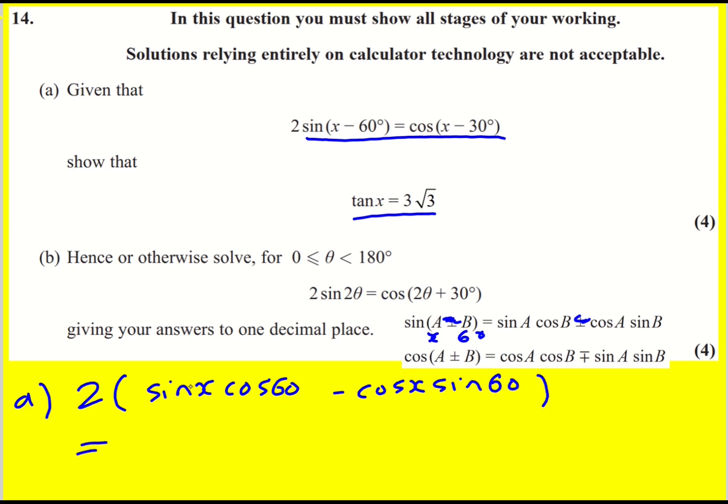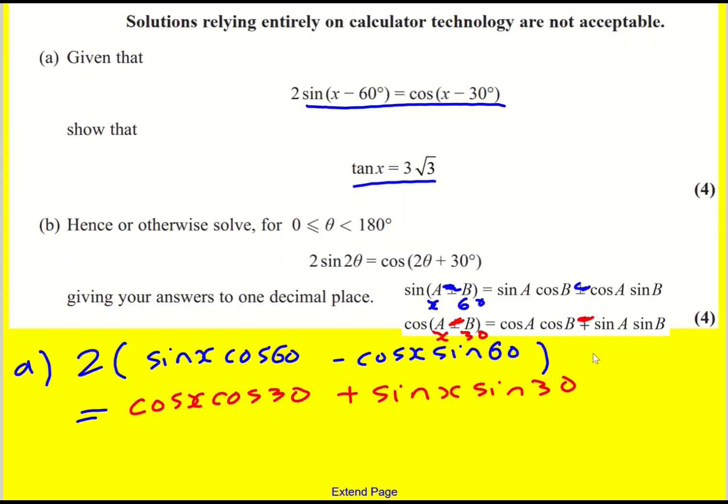And then that is going to equal, I'm going to use the cos one now. So again, I'm using the minus, but this actually becomes a plus in these second lot of terms. A is now x and b is 30. So I'm going to get cos x cos 30 plus sine x sine 30. Okay, good first step.